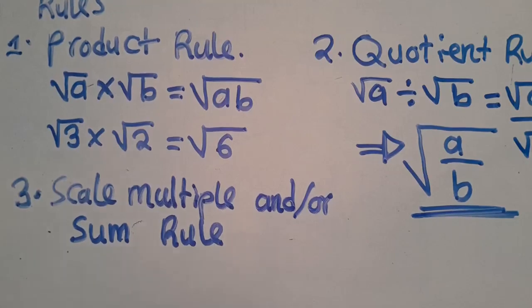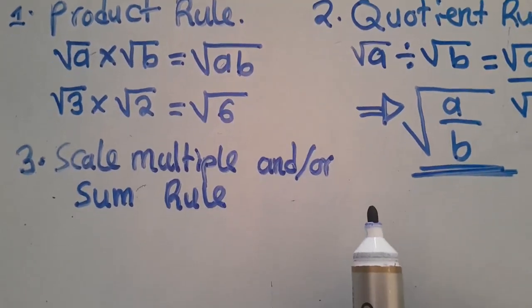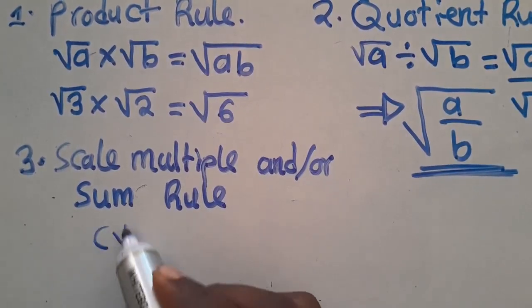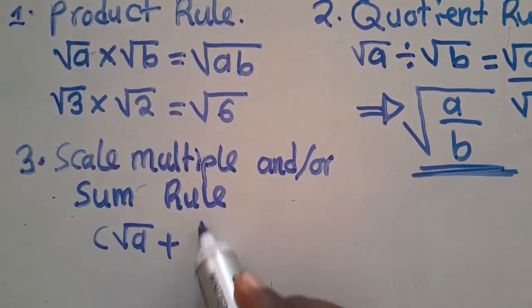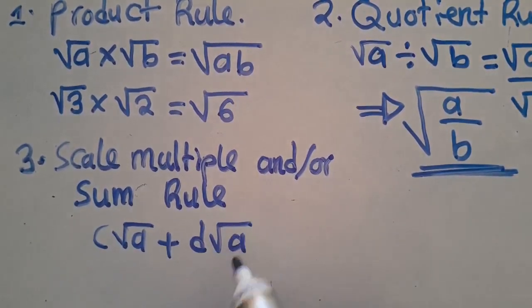So this means that whenever you've got numbers, let's say you are having something like C root A plus D root A, how can you go about this? How can you answer something like this? You can recall something on indices, what we covered during our secondary school. We did something on indices.